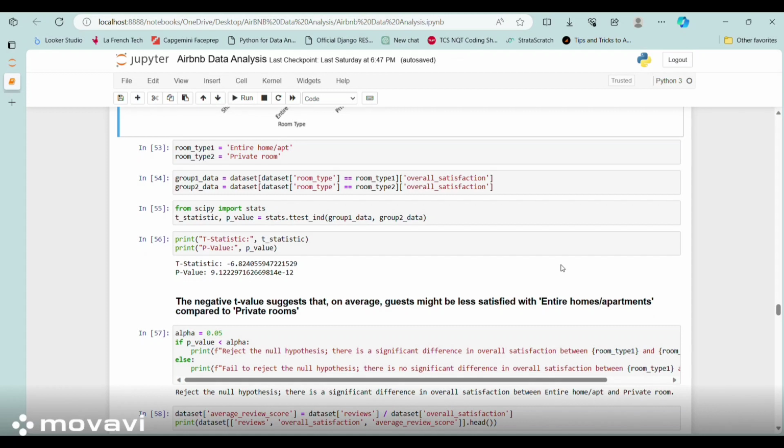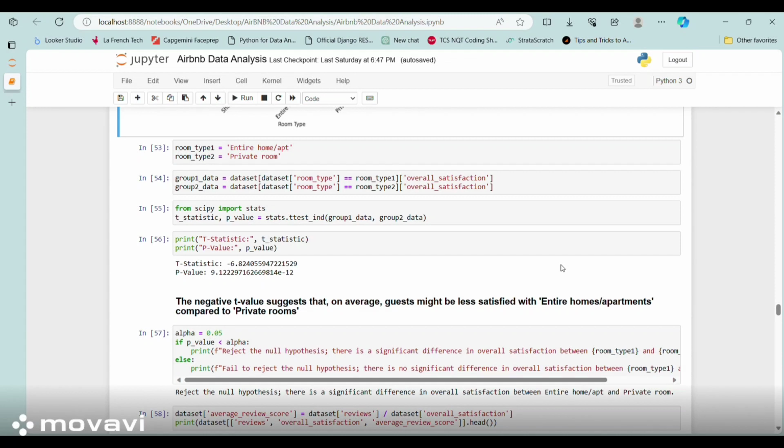The p-value is a crucial component in hypothesis testing. It measures the probability of obtaining results as extreme as the ones observed in the sample data, assuming the null hypothesis is true. In our case, the p-value is approximately 9.12 times 10 to the power of minus 12, which is an extremely small value. With such a small p-value, we have strong evidence to reject the null hypothesis. It suggests that there is a significant difference in guest satisfaction between different room types.